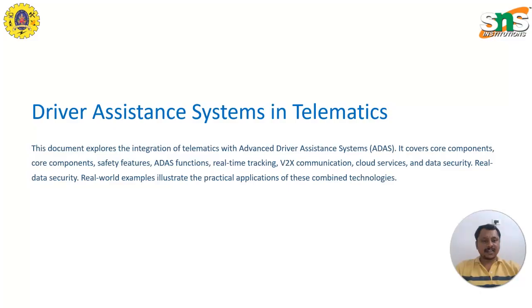So what do you mean by telematics? Telematics is the information that is provided inside the vehicle about the safety features, right? So it covers, you can see in the slide, telematics with adaptive driver assist system. It covers components such as core components, safety features, functions of the system, real-time tracking, vehicle to vehicle communication, vehicle to infrastructure communication, and vehicle to roadside communication, everything. It is one of the things that is used in the automotive.